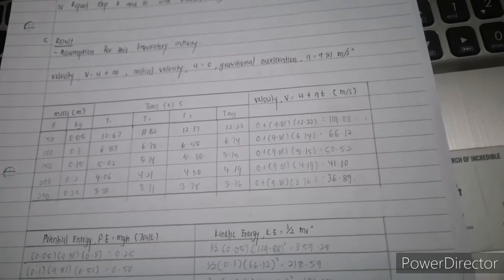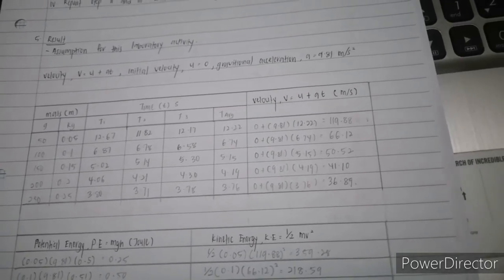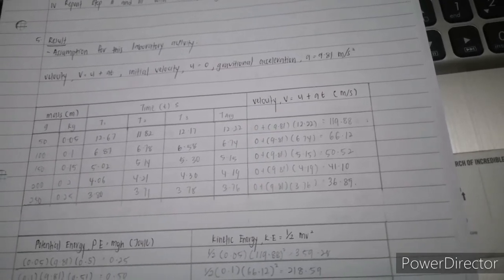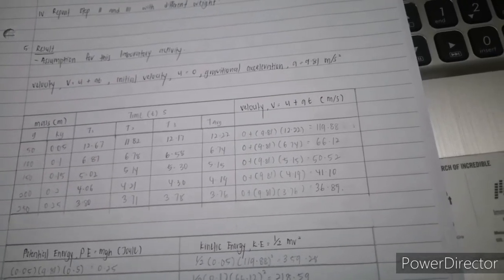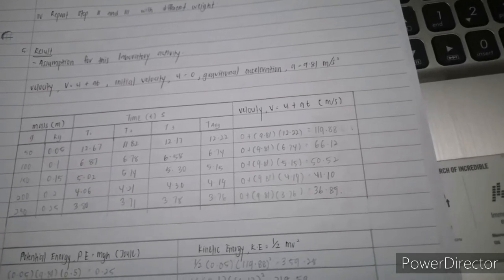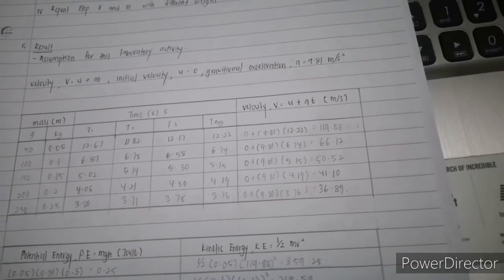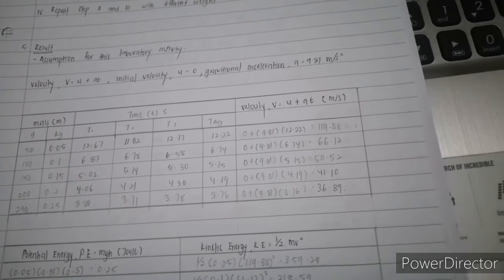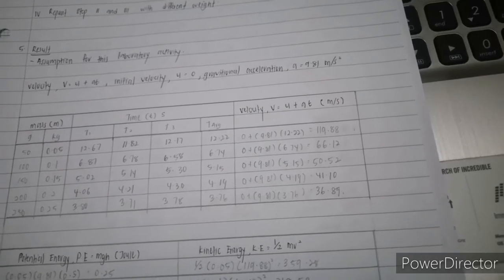Okay, for the first velocity is 0 plus bracket 9.81 multiplied by 12.22, and the answer is 119.88. Okay, the second one is 0 plus in bracket 9.81 multiplied by 6.74, and the answer is 66.12.